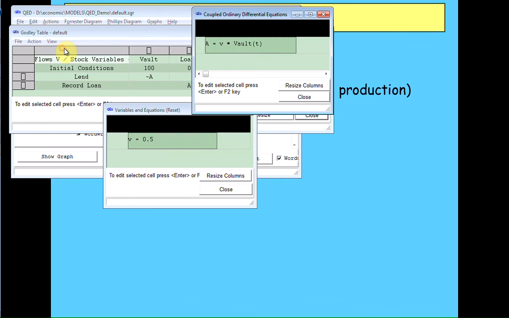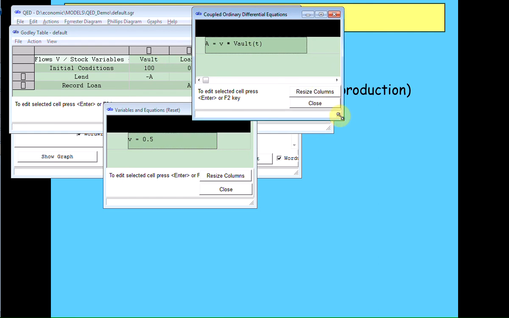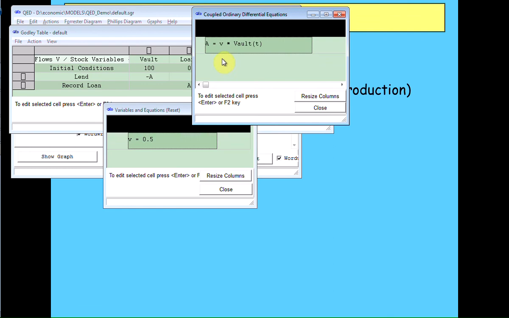That's a COD equation. COD stands for coupled ordinary differential equations. It's more complicated than it needs to be, but that's the term that Cyril used for it. Now, A is going to be some rate related to what number of notes are left in the vault at the moment. So V just stands for an arbitrary number.